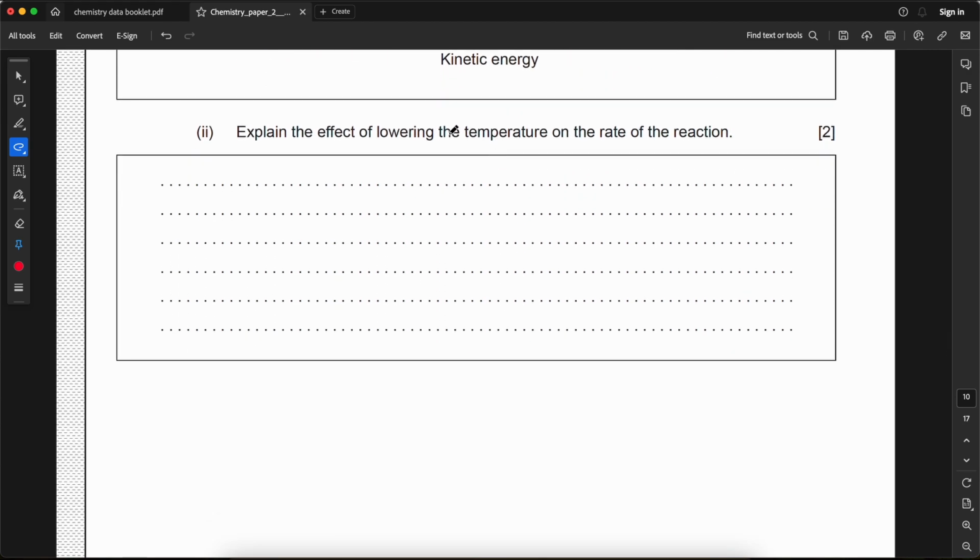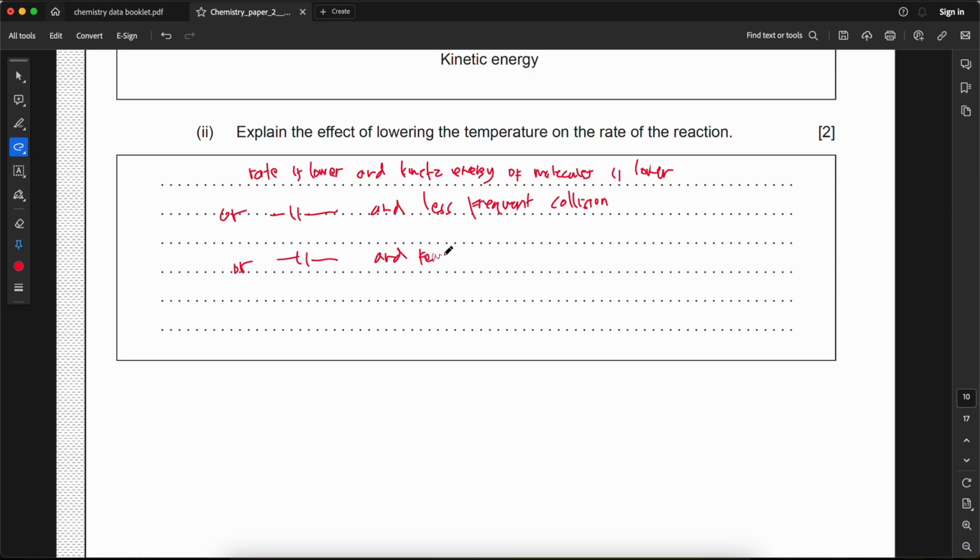Explain the effect of lowering temperature on the rate of reaction. Of course, the rate is lower and the kinetic energy of molecules is lower, or the rate is lower and there are less frequent collisions, or the rate is lower and fewer collisions per unit time.